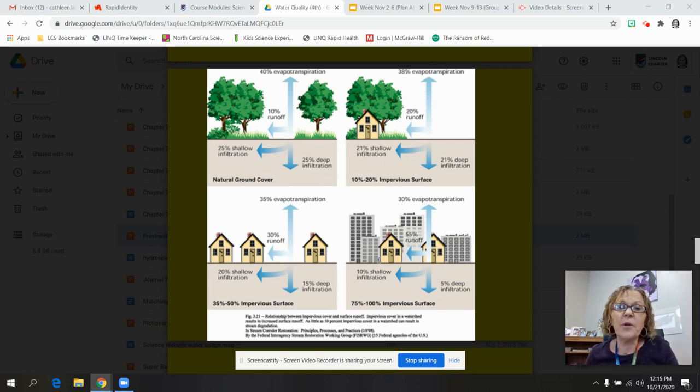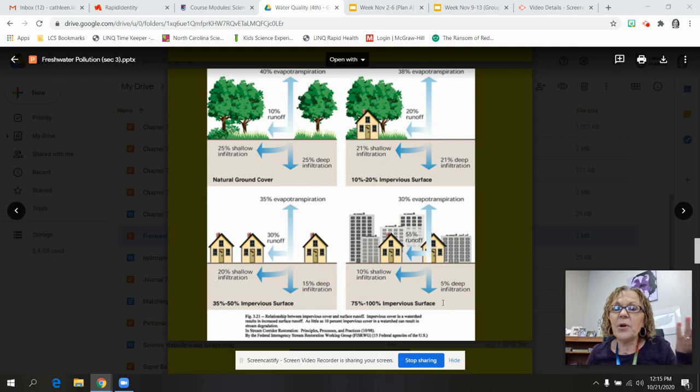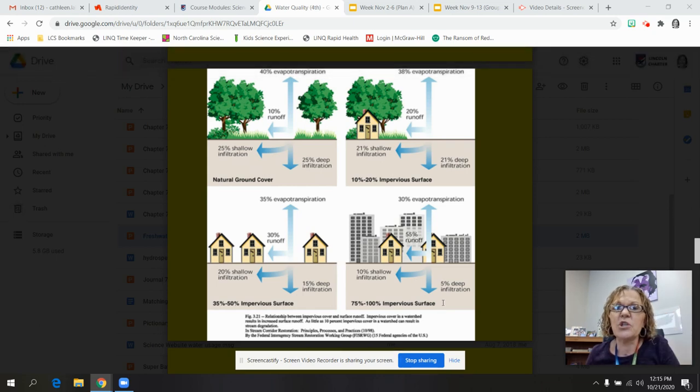You lose about 30% to evaporation, but only 5% replenishes that aquifer. And 10% stays in the shallow ground area. So planting trees and grass and things like that is always a good idea. It's always a good idea because, number one, they're pretty, and number two, it does help slow the runoff rate. Okay, it definitely helps slow down the runoff.